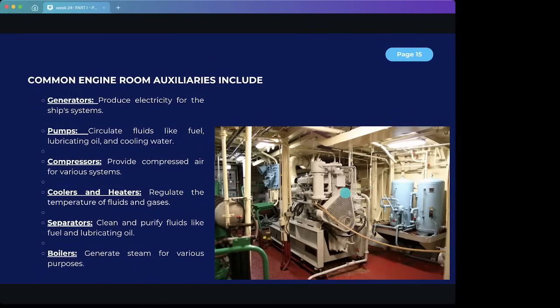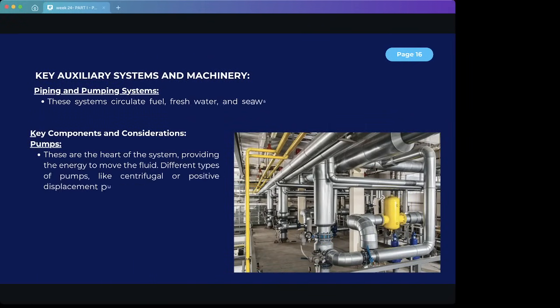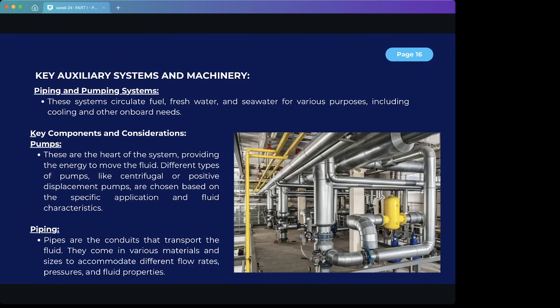So next that we have is the piping and pumping system.